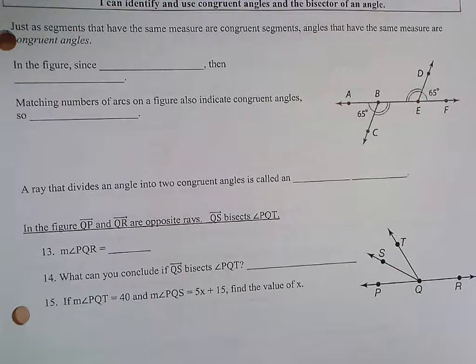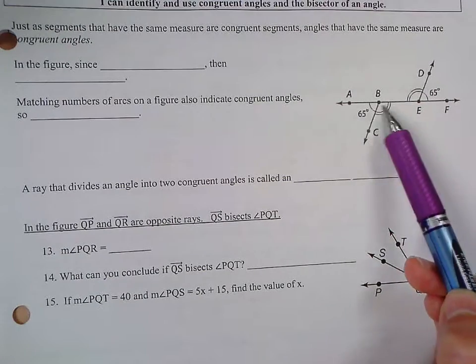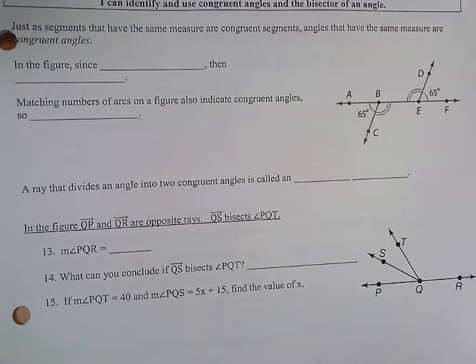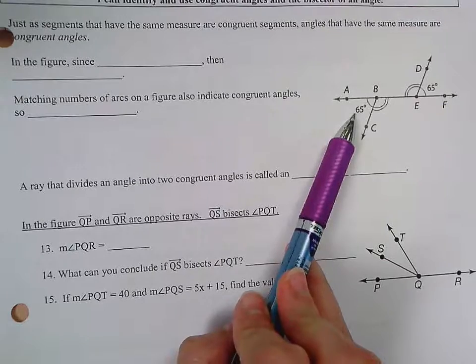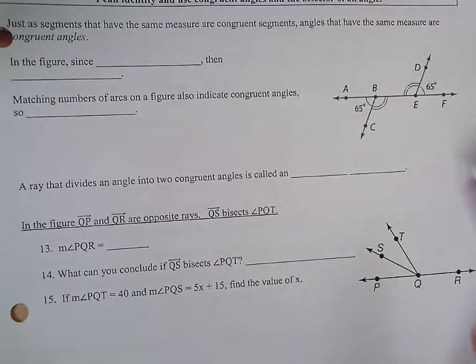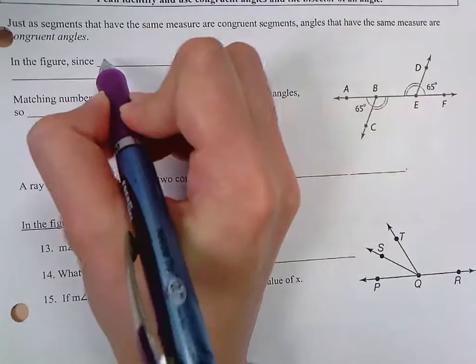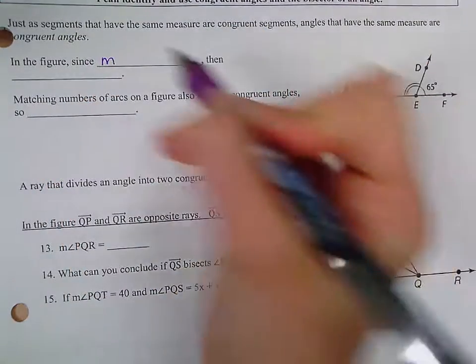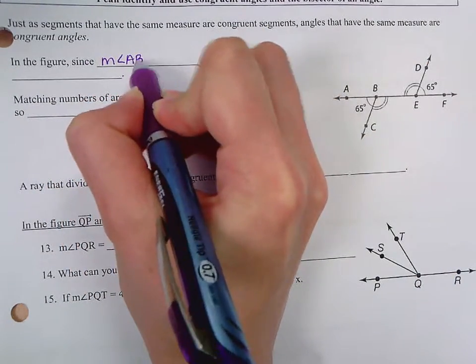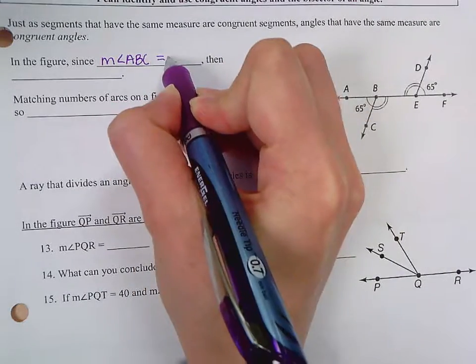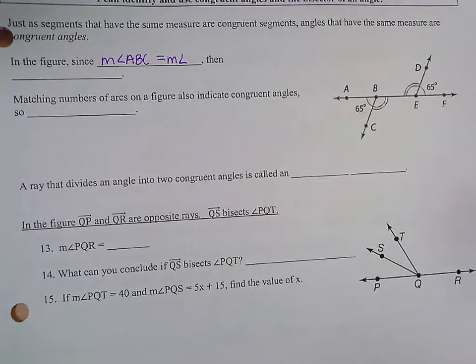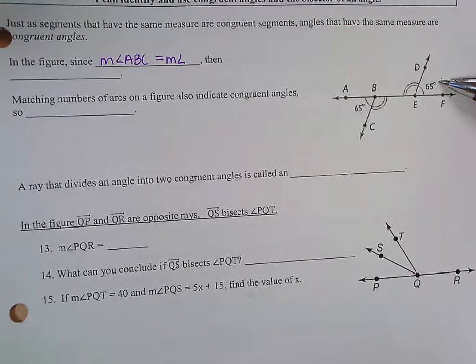Could I call it angle B? I see some no's. I have two angles that have a vertex of B, so I can't call it angle B. So what could I call it? This one here, I could call it angle ABC or CBA. So I'm going to say since the measure of angle ABC is equal to the measure of angle, what could I call this other one that's 65 degrees? DEF.